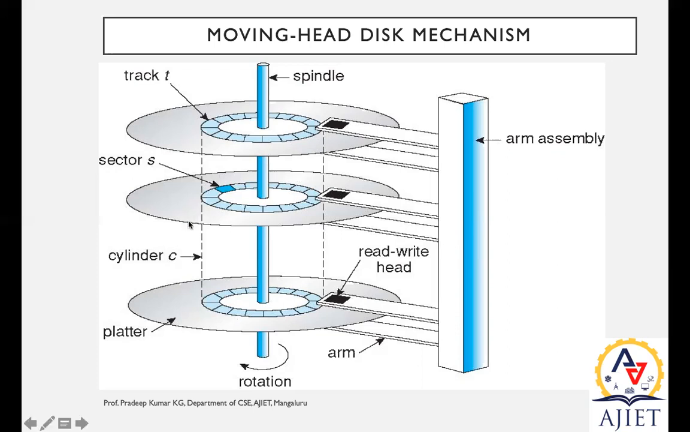Each platter will have a number of tracks, like in a relay track. And each track is divided into a number of sectors. Each sector is identified by the term S, each track by the term T, and cylinder C, saying that a cylinder C will have n platters. Each platter contains T tracks with S sectors.